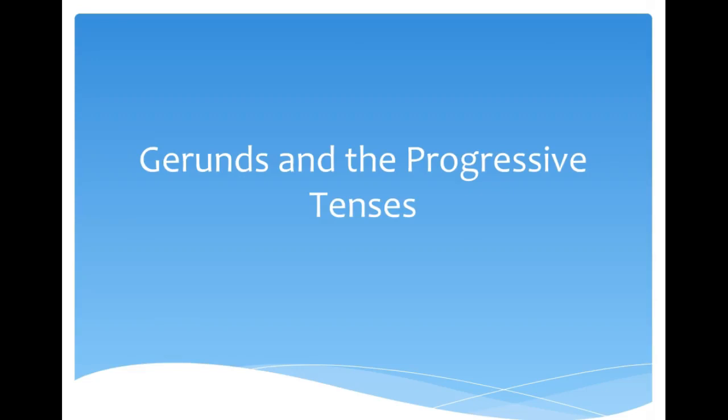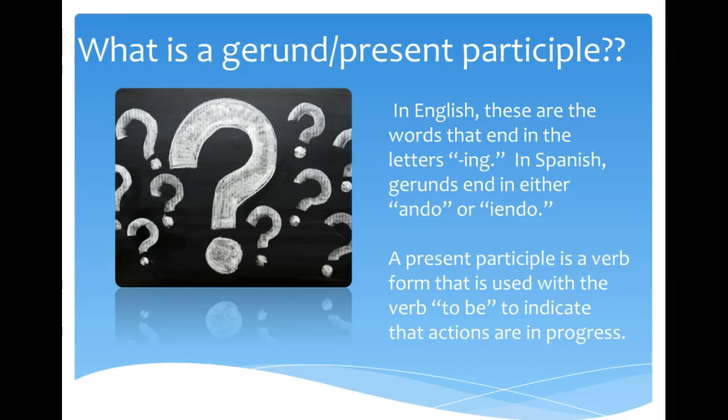Hola, estudiantes. Today we're going to learn about gerunds and the progressive tenses. First of all, let's talk about what is a gerund, or a present participle, as it's sometimes called. In English, you know these as the words that end with -ing. In Spanish, a gerund or present participle ends with either -ando or -yendo.